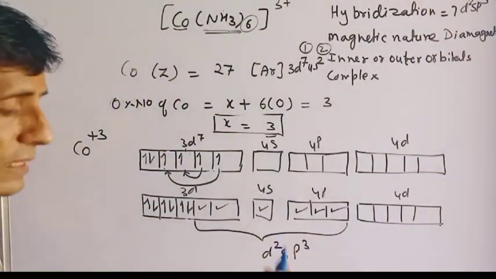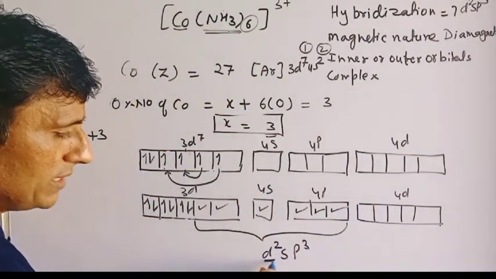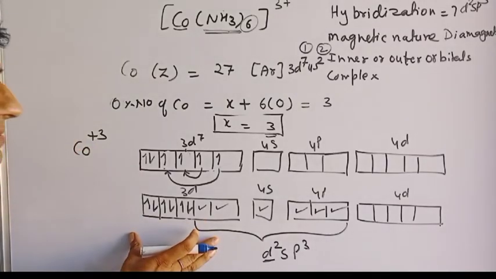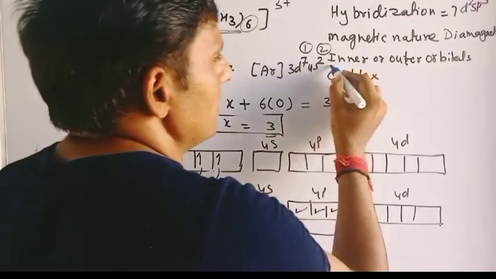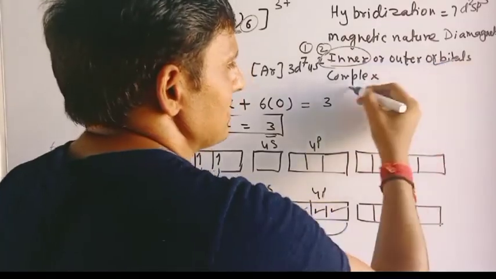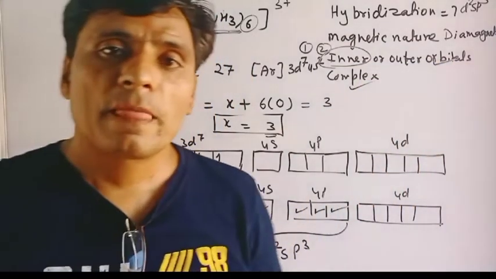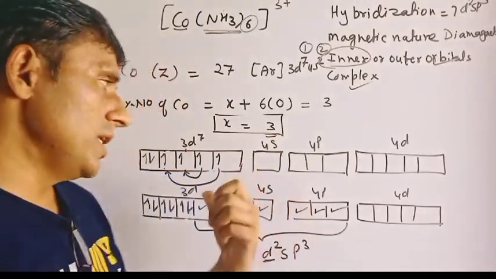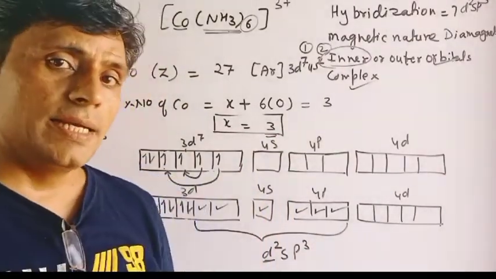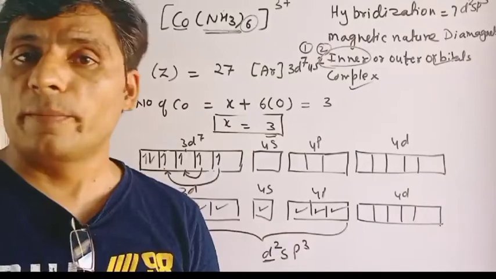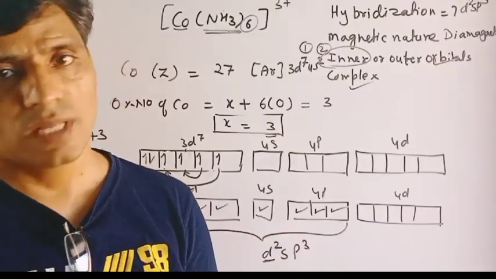This time, students, the electrons use the d orbitals from the inner side. So it is an inner orbital complex. It is an inner orbital complex. So by using this method, we can easily solve questions on inner orbital and outer orbital complexes. Thank you.